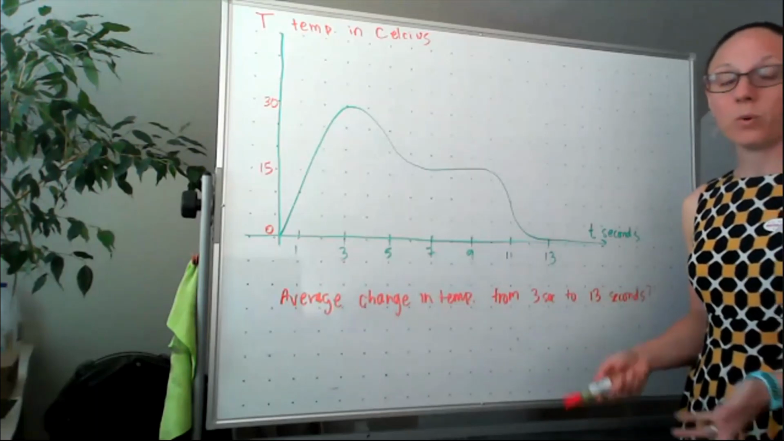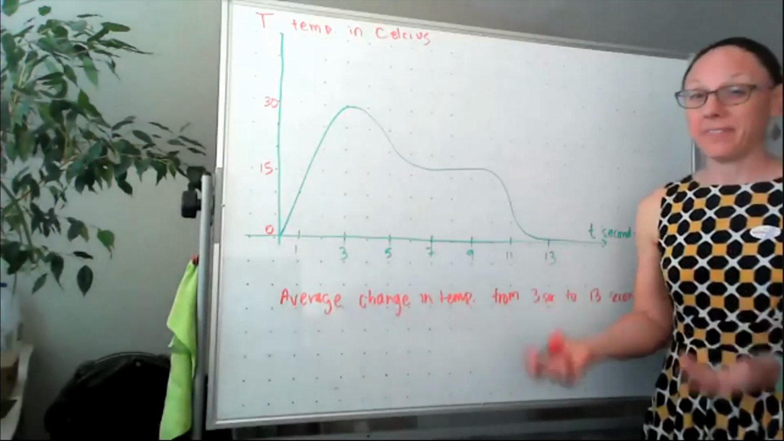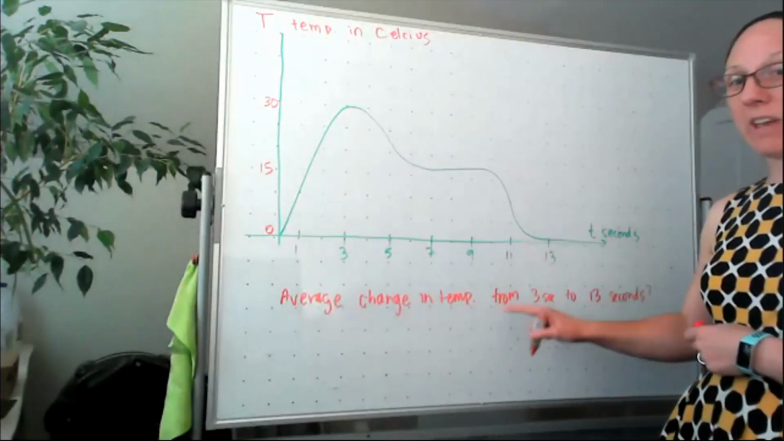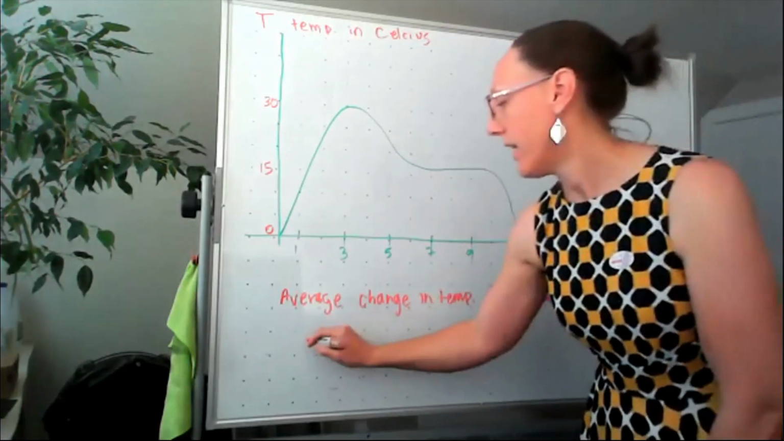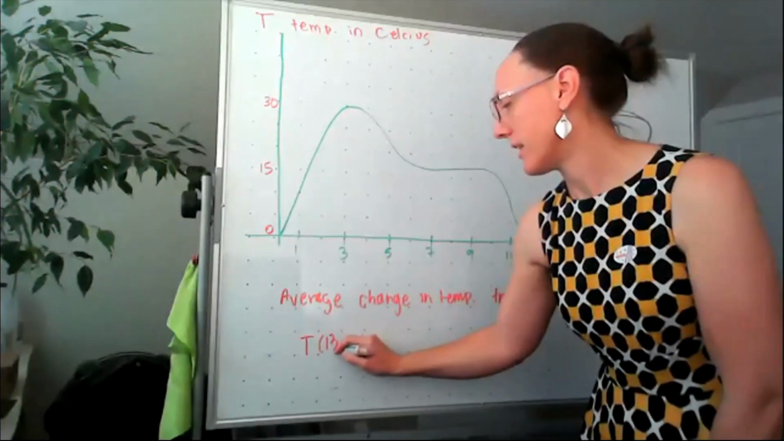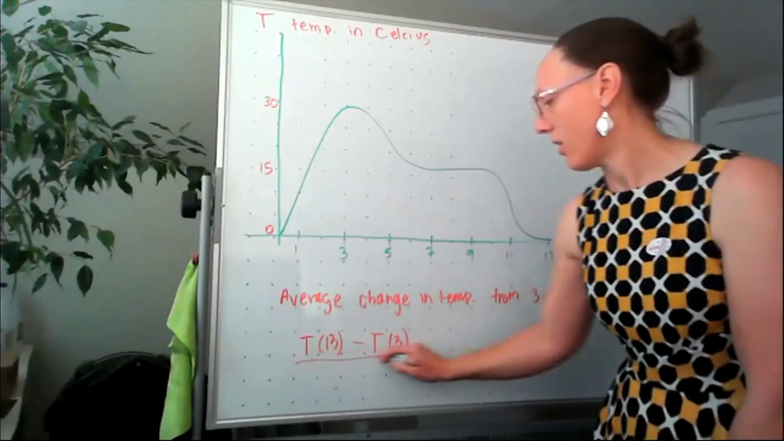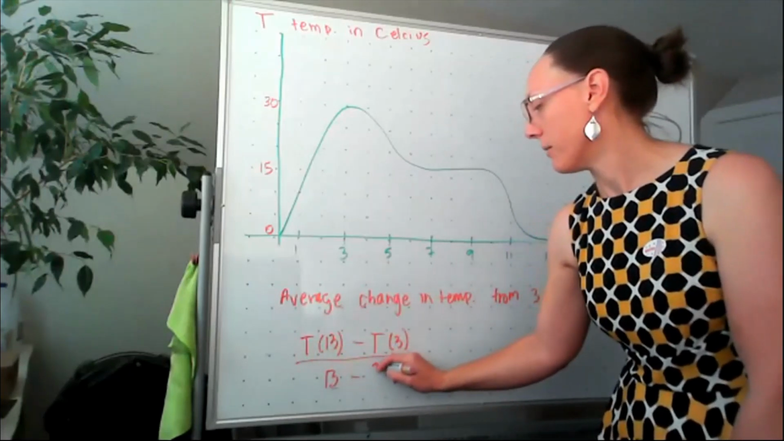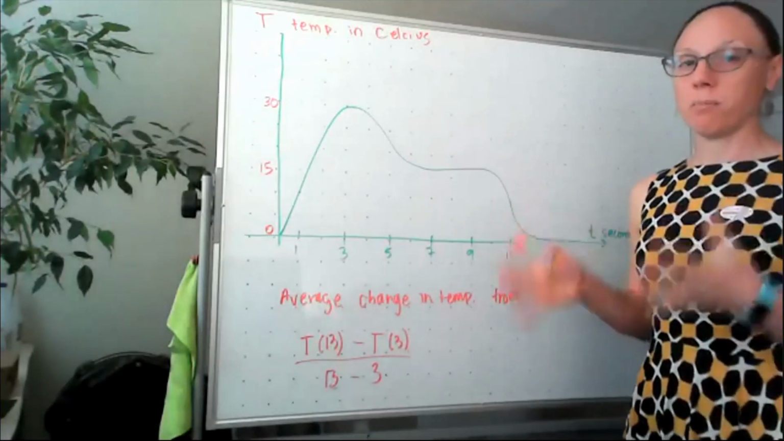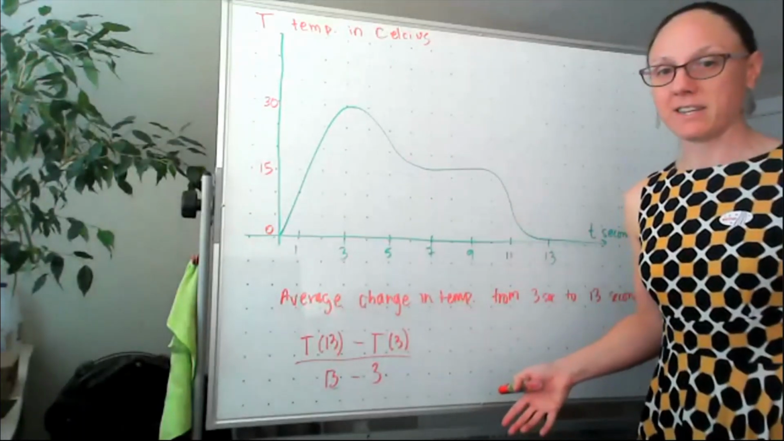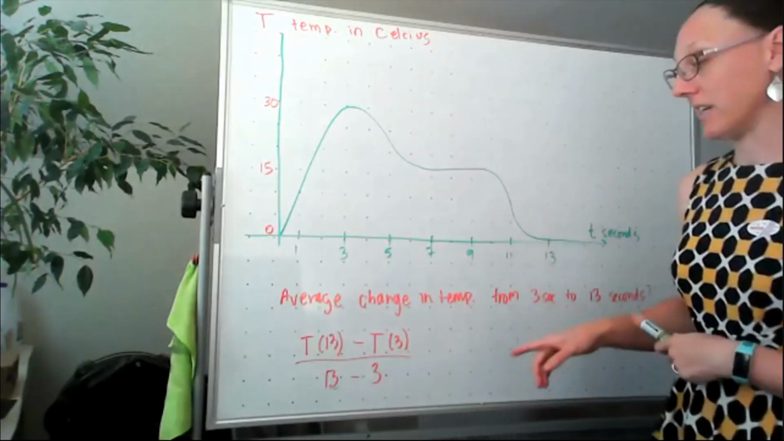Well, now we're going to have to use the graph because we don't have a function here. But the idea is still the same. If I'm looking for the average rate of change from 3 to 13, then I need the temperature at 13 seconds minus the temperature at 3 seconds, all over 13 minus 3. Now, if we're given a graph, we're just going to do our best to estimate. We're not saying it's perfect.